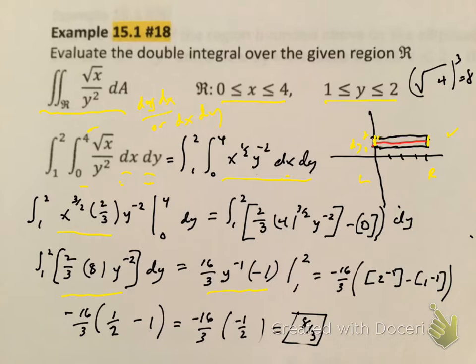When you do your calculations, you end up with 2 to the negative 1 and 1 to the negative 1, which gives you a half minus a 1. So you have a negative 16/3 times a negative 1/2, and you get a positive 8/3. So this is the calculation for that particular setup. And again, I'm going to tell you what this all means real soon.